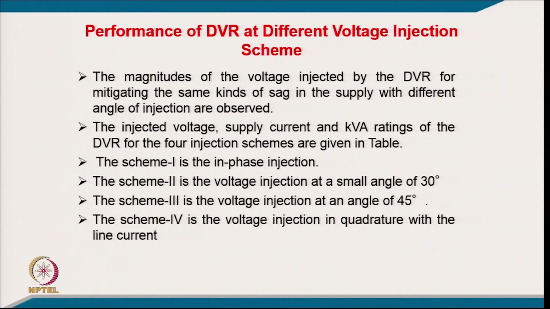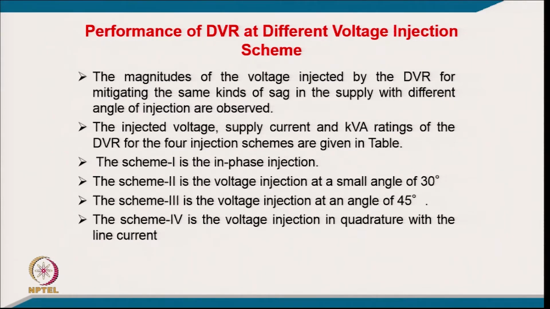Well, scheme 1 is when the voltage is injected in phase with the PCC voltage, and scheme 2 is the voltage injected with an angle of 30 degrees, and scheme 3 is the voltage injected at 45 degrees, and scheme 4 is the voltage injected in quadrature, which you can call the self-supporting bus, because you do not put any active power in the injection, only reactive power.